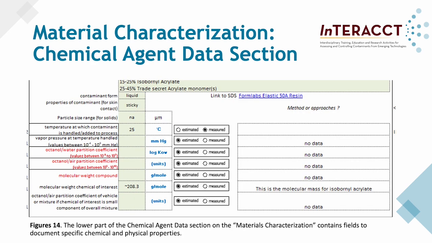In the lower half of the chemical agent data table, there are several fields to document the specific chemical and physical properties, including the temperature at which the chemical or chemical mixture is handled and the corresponding vapor pressure. The vapor pressure is indicative of the propensity for the chemical to evaporate and of the maximum potential concentration of the chemical in the air. The octanol water and octanol air partition coefficients are helpful for understanding how and where a chemical will partition across air and water boundaries. The octanol water partition coefficient is also a useful indicator of a chemical's propensity to cross the skin barrier, and thus is an indicator of its potential to be a dermal hazard. Note that this information is not available for isobornyl acrylate.